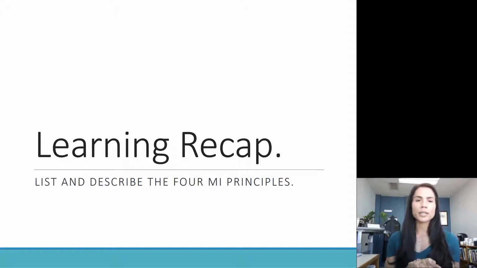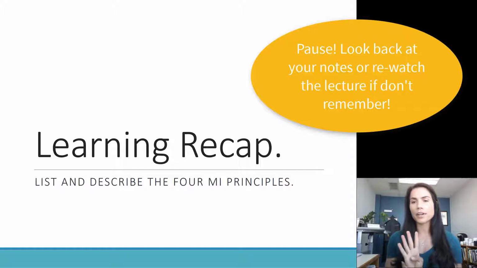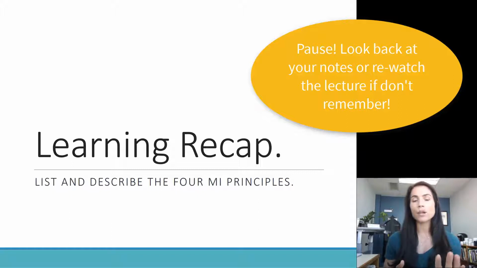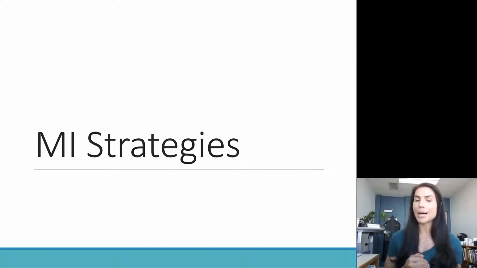So a quick learning recap, I want you to be able to list and describe the 4 different MI principles that we discussed. That includes expressing empathy, developing discrepancy, rolling with resistance, and then supporting self-efficacy. You should be able to describe all 4 of those and understand what they mean in regards to coaching and working with clients. Our next lecture is going to be on MI strategies.